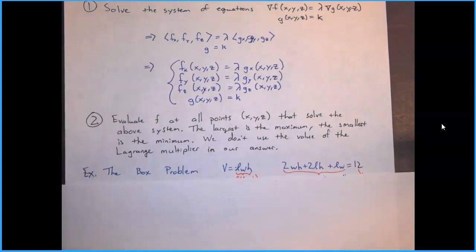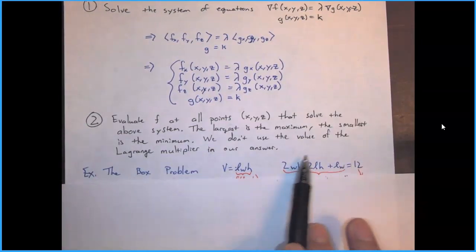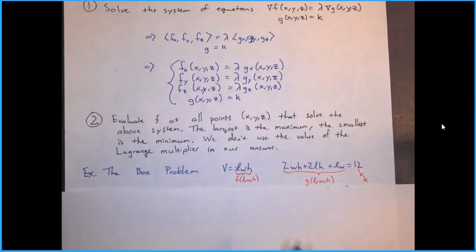All right, now let's actually solve the problem we had at the end of section 14.7. So here's this box that we want to optimize. We want to maximize the volume. Here's the constraint we had on the surface area. So length times width times height is my f function.